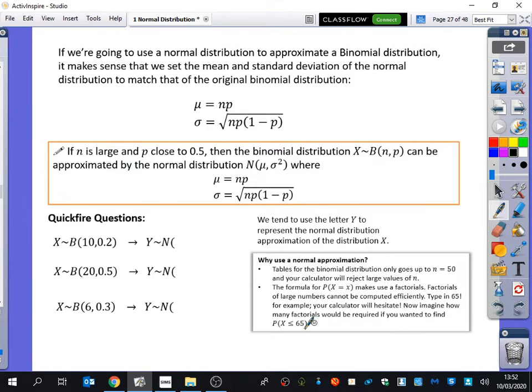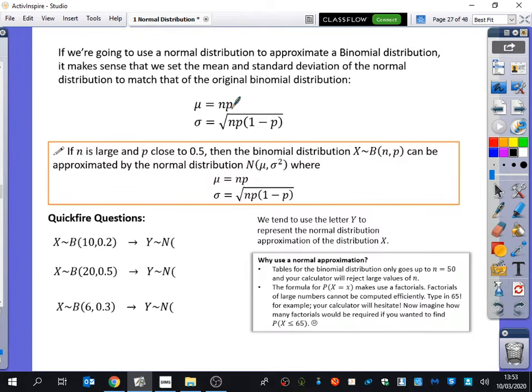Okay, so now let's actually think about how this works. If we're going to use a normal distribution to approximate a binomial distribution, it makes sense that we set the mean and the standard deviation of the normal distribution to match that of the original binomial distribution. So the mean of our new normal distribution will be the number of trials multiplied by the probability.